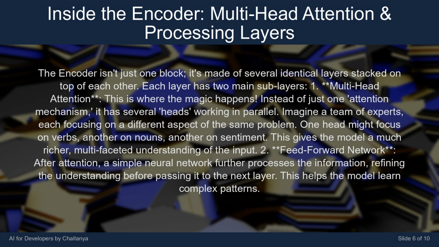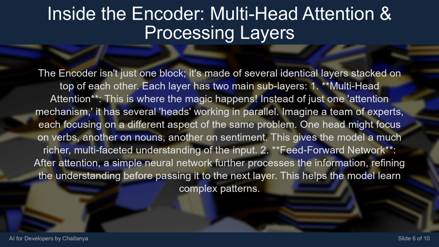The encoder isn't just one block. It's made of several identical layers stacked on top of each other. Each layer has two main sublayers. 1. Multi-head attention. This is where the magic happens. Instead of just one attention mechanism, it has several heads working in parallel. Imagine a team of experts, each focusing on a different aspect of the same problem. One head might focus on verbs, another on nouns, another on sentiment. This gives the model a much richer, multifaceted understanding of the input.